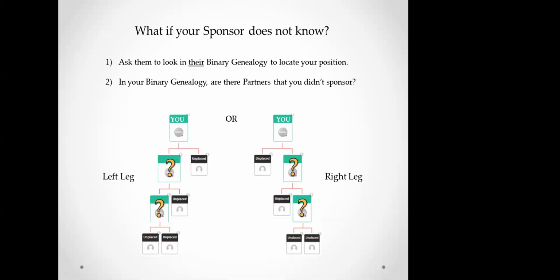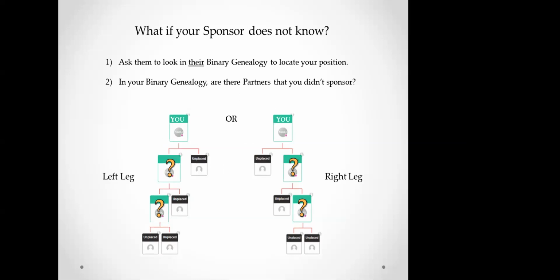You have them look in their binary genealogy to locate your position. If they don't know or don't know how to get into their back office because they just haven't been paying attention, find out who their upline is and contact them. This is a team effort. So keep searching until you find somebody that will help you find out this information before you place anybody.